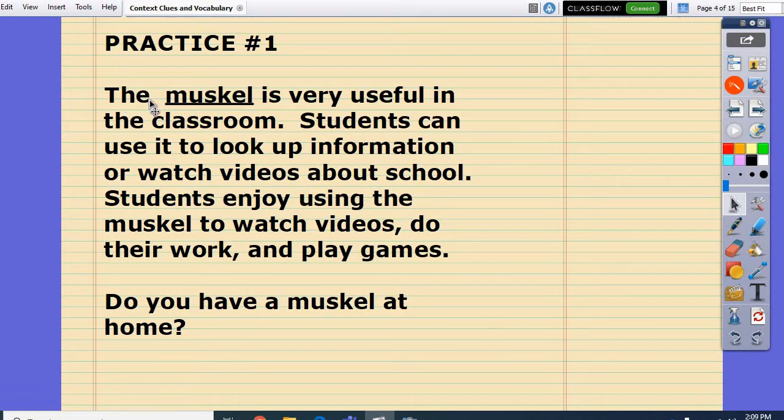Alright, it says, the muscle is very useful in the classroom. Students can use it to look up information or watch videos about school. Students enjoy using the muscle to watch videos, do their work, and play games. Do you have a muscle at home?